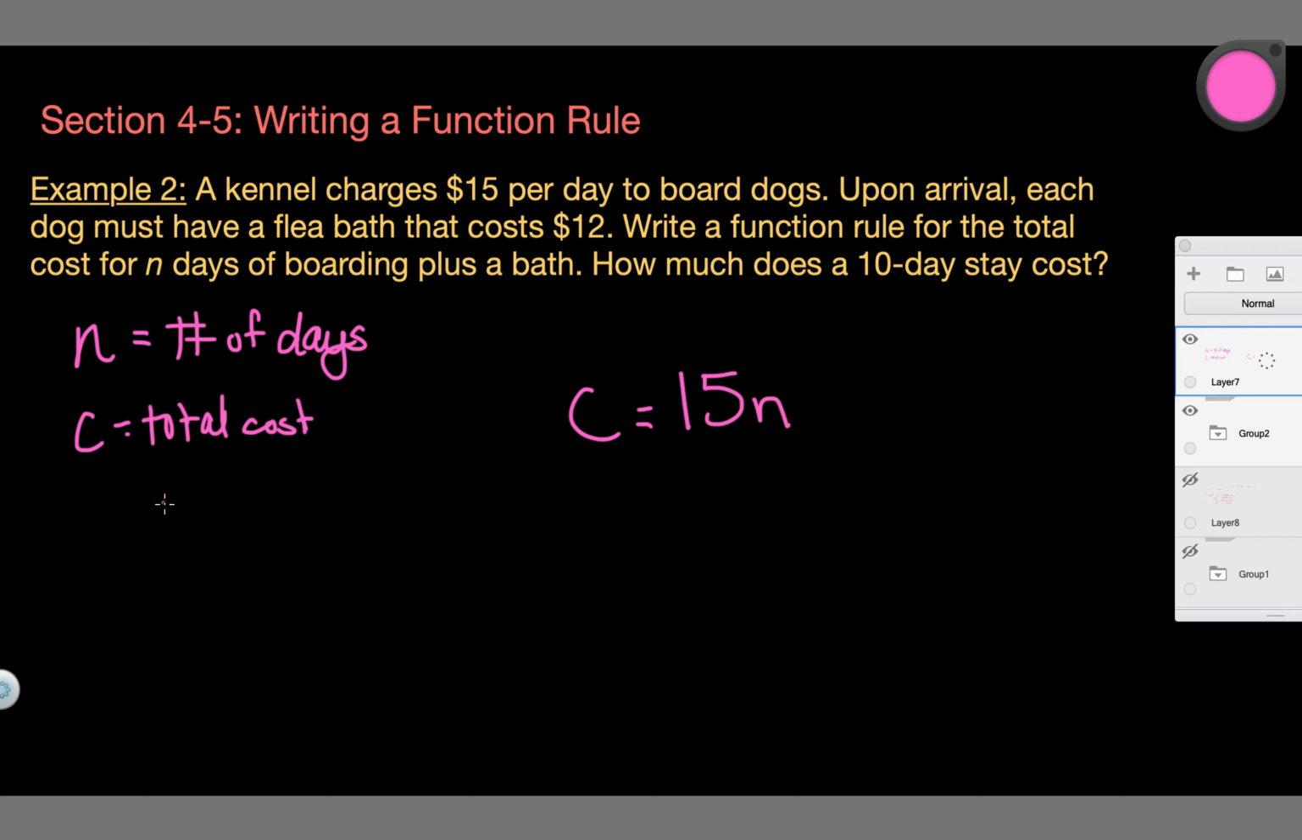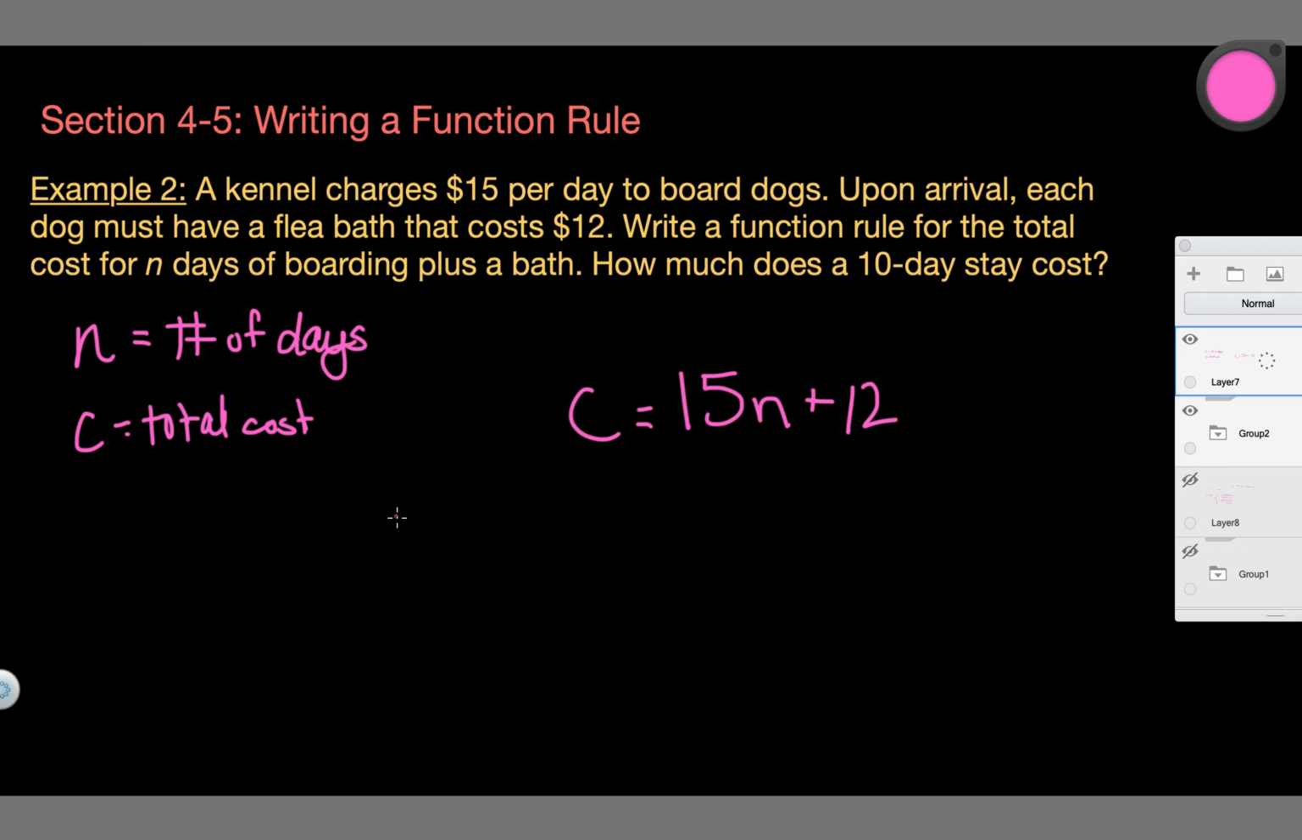there. And then it says, upon arrival, every single dog must have a flea bath. So there's no option in that, and it's not per day. It's just one time that the dog gets this flea bath. So in addition to those $15 per day, you're adding on $12 because they're not getting that $12 bath every single day. They're only getting it one time per their stay. So this is our equation. This is our function rule. C equals 15n plus 12.